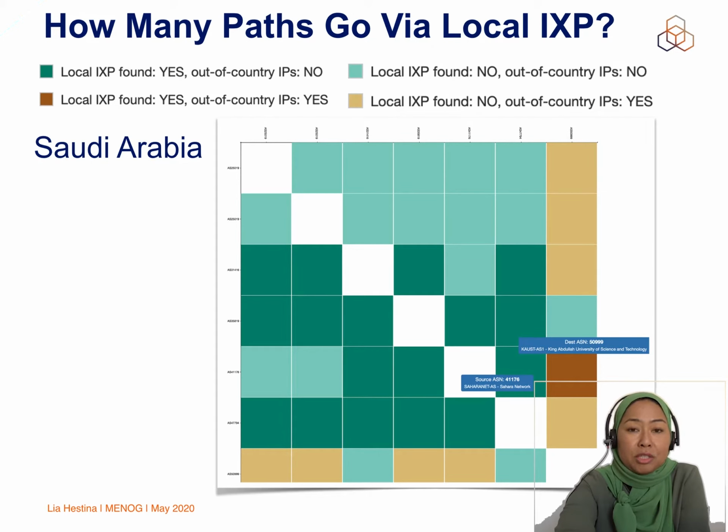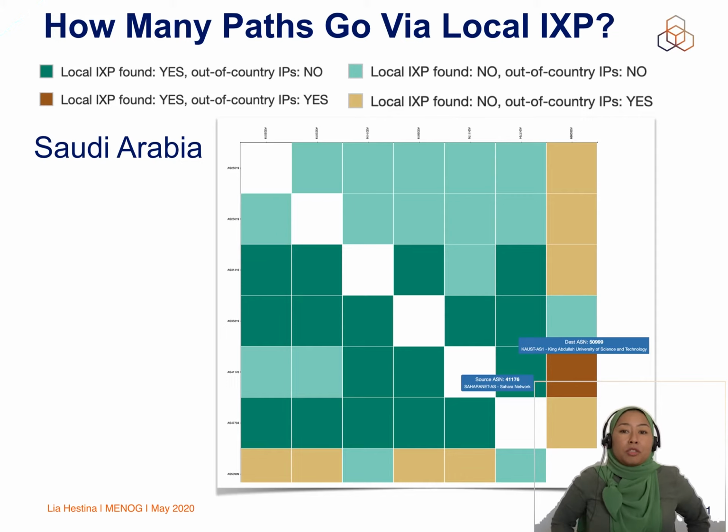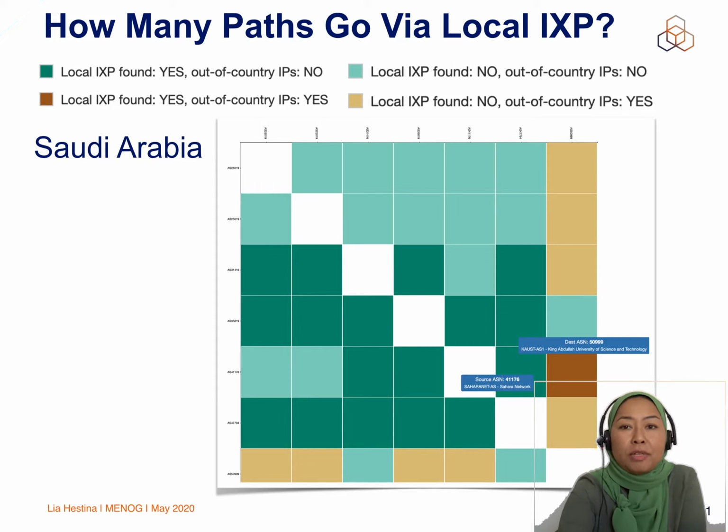This is the second visualization. In this tool, we show the number of paths going via the local IXP. Here you see the ASN mesh in Saudi Arabia, where we have more probes connected. The connection between Y and X is color-coded. The dark green means local IXP found, path is not going out of the country. Light green means ASN found, no local IXP, but path stays within the country. Dark brown means local IXP found, but path is still going out of the country. And finally, light brown means no local IXP found and path is going out of the country.